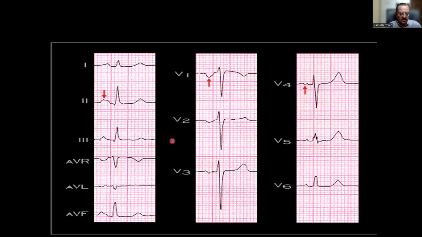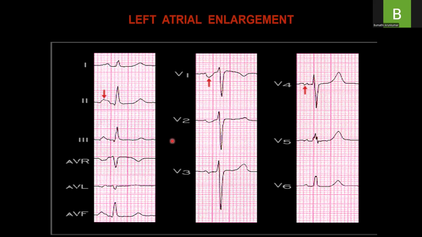Very good. See this. Comment on this P wave. This is left atrial enlargement. Super. Duration is prolonged, wide. The problem is in the width, not in the height. So what atrial enlargement? Everybody has diagnosed correctly. It is a left atrial enlargement. Clear? Everybody clear? You can easily diagnose. Any doubts for anybody? Very good. Excellent.